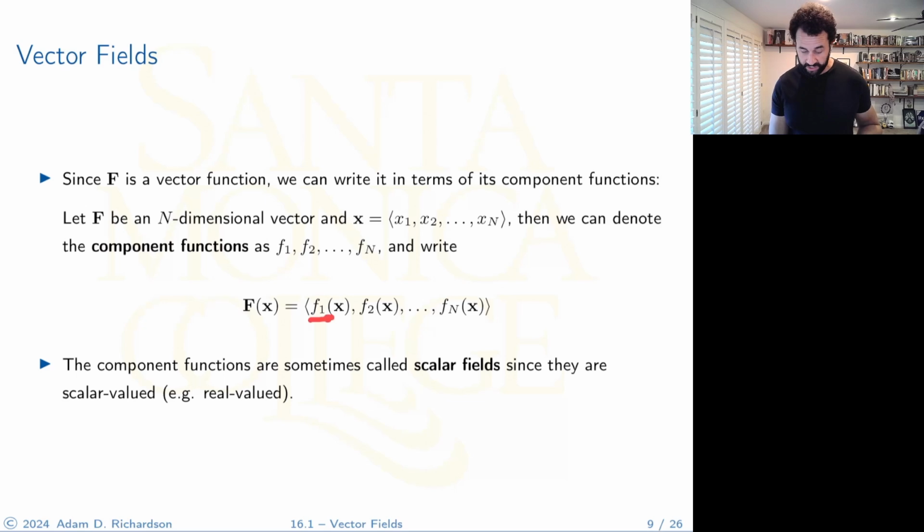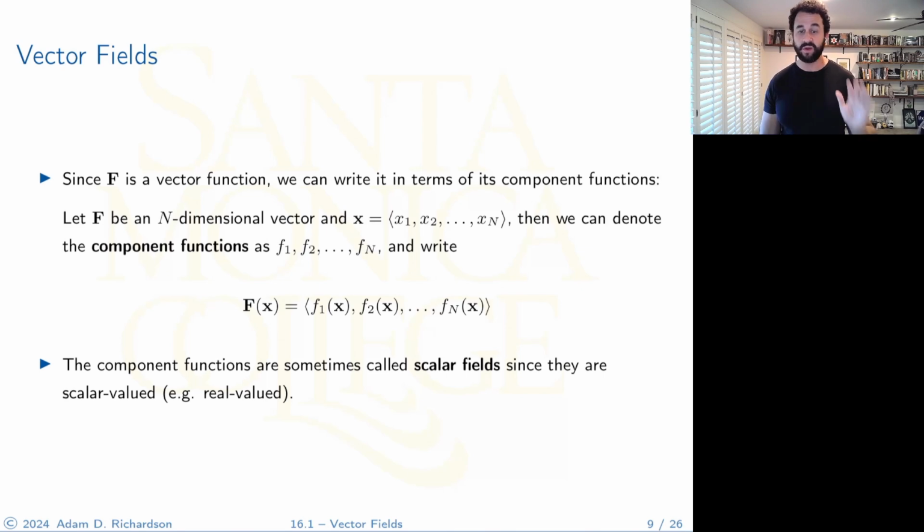Now, the component functions themselves are often called scalar fields because they're scalar valued. So for example, they're real valued. So f1 of x is going to give you a real number, right? It'll be a real number for that component direction. And then the same is true for all of these. So a lot of times we will call these functions scalar fields just to distinguish them from vector fields, so that it's clearer what we're talking about and what the objects at play are.